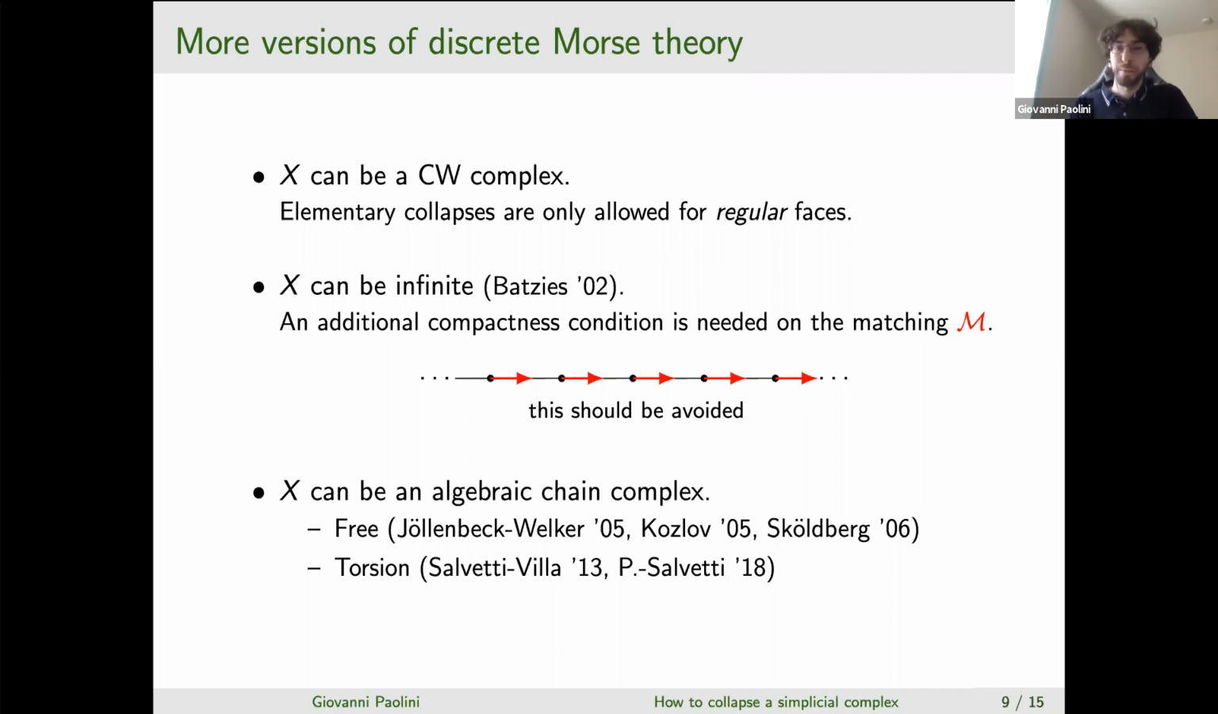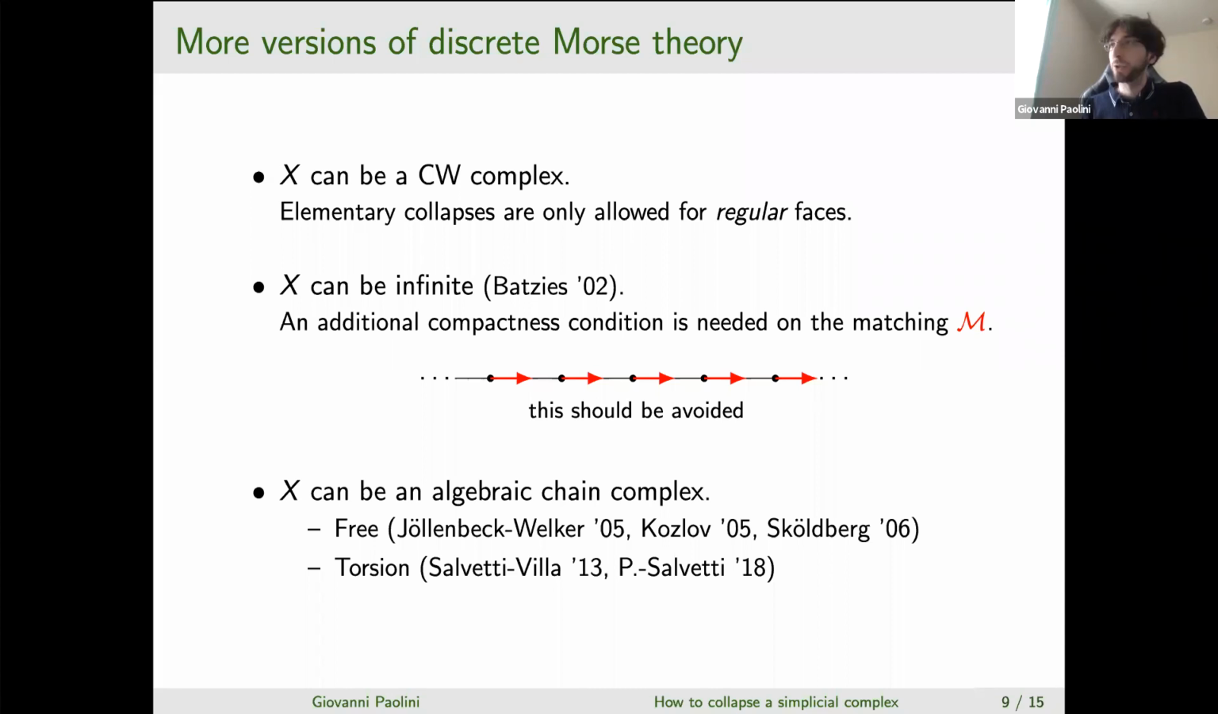And there is even a purely algebraic version of discrete Morse theory, where instead of matching and collapsing pairs of simplices, you collapse pairs of generators in your chain complex in consecutive dimensions. And this can be useful, for example, if you want to compute the homology of a simplicial complex or an algebraic chain complex. This is used a lot in practice. Okay.